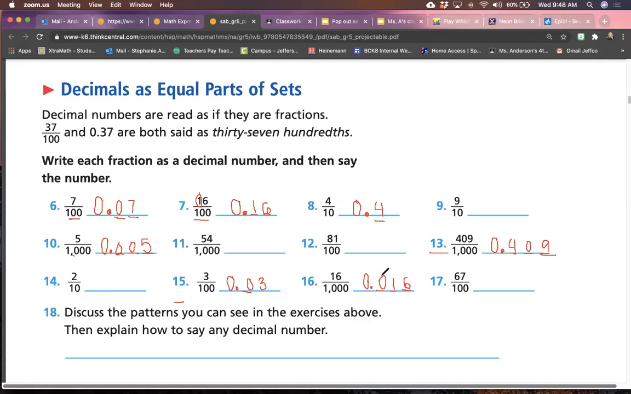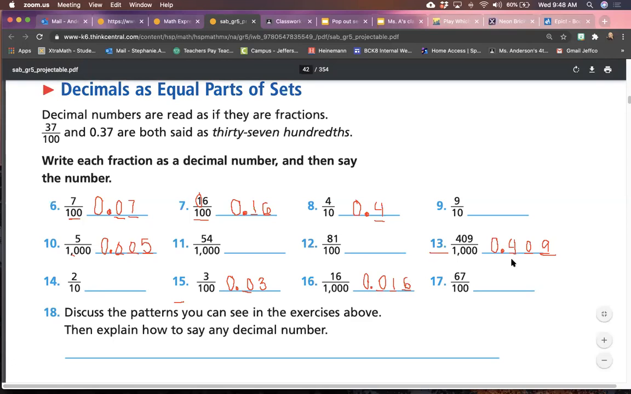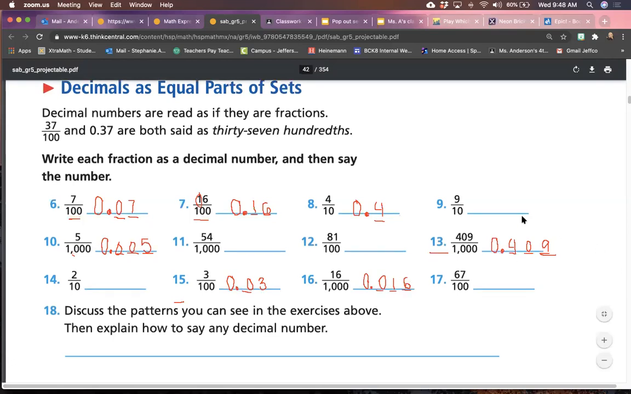I think that's the easiest way to do it. Like in this one, it says, write it as a decimal, then say the number. I personally think it's easier to say the number first because it tells me where to put my place value, but it's up to you guys, whichever way your brain works. I just find it easier if I read it out, then I can put the number in that place.